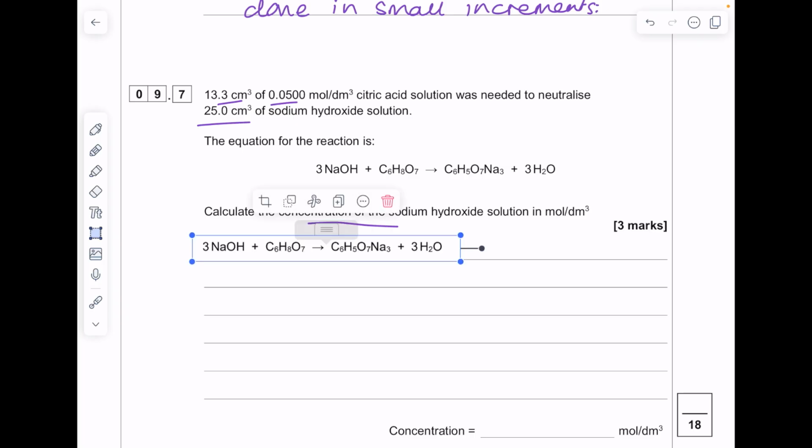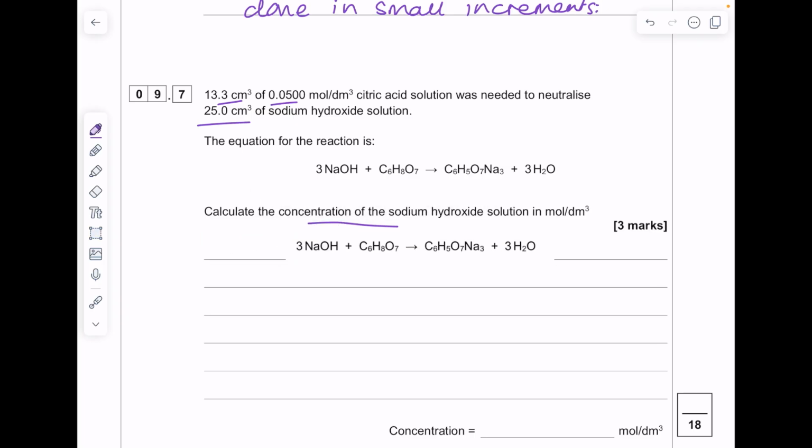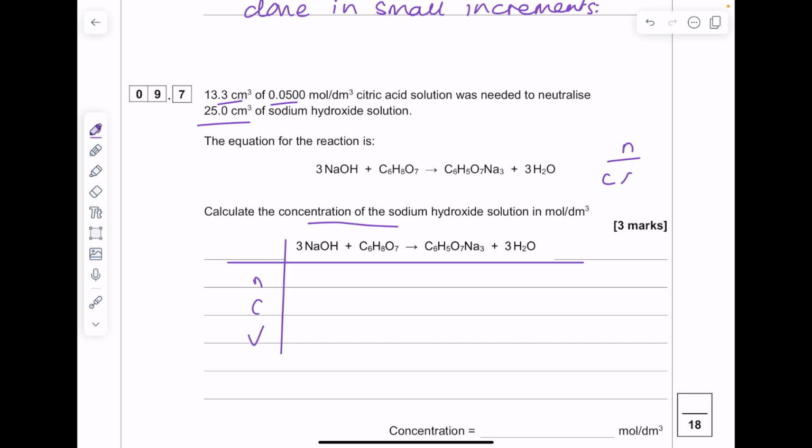So I like to use this method. We're going to steal the equation, so write that down in the exam. We'll set ourselves up with our table scaffold. Here's my formula triangle. Pop in the information given in the question. We have 13.3 centimeters cubed of citric acid, so that's my volume. Just make sure you divide it by 1,000 to get it into decimeters cubed. We were told the concentration is 0.05. The volume of sodium hydroxide added was 25 centimeters cubed, and we're after the concentration.